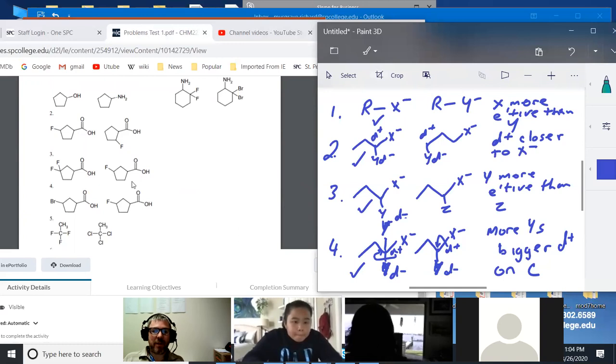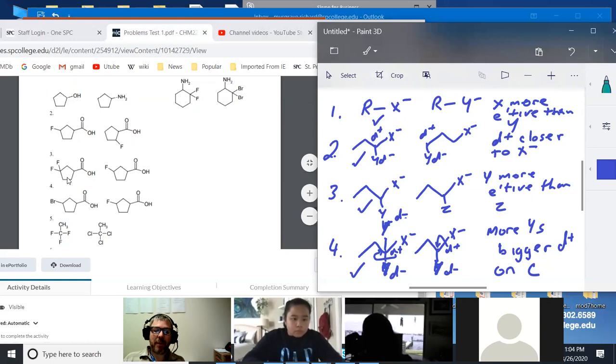Not there. Let's look at number 2. Which scenario do you think number 2? This is number 2 here that I'm circling with my cursor. 2, because the F is in different locations. It's closer here on this one than it is on this one.